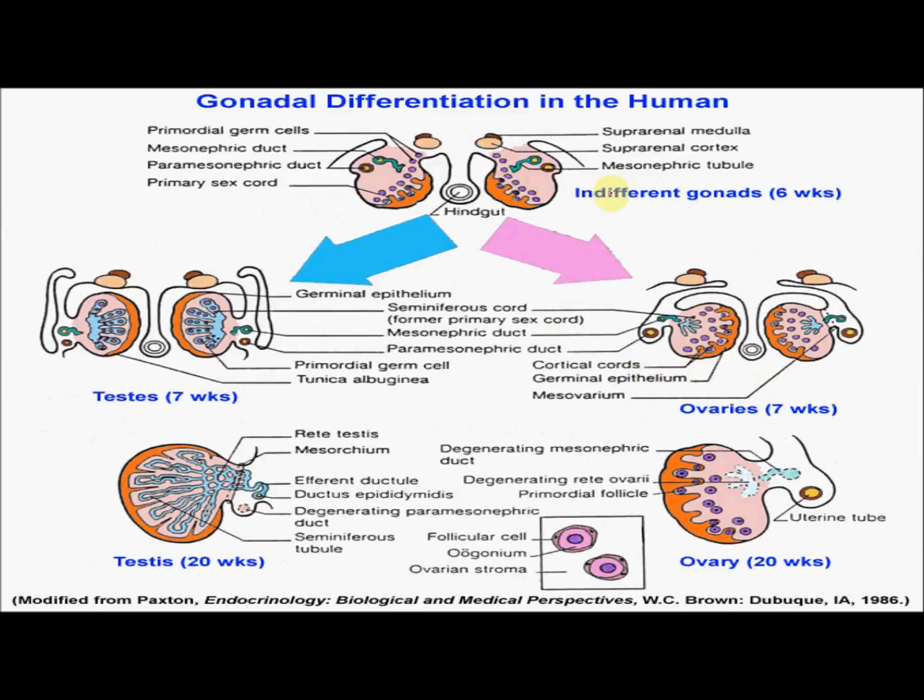And here's the summary scheme of the gonadal differentiation, starting from the indifferent gonads at 6 weeks, and the formation of testes or ovaries. Here, if the SRY is present, we put that as positive. And here, if it's a negative SRY, so SRY is not expressed.